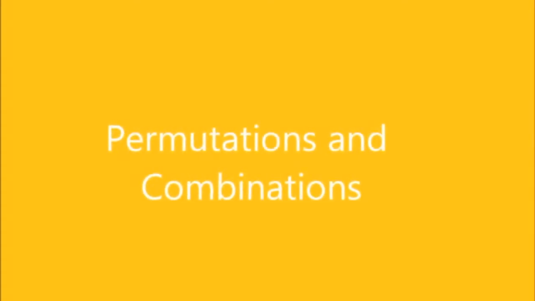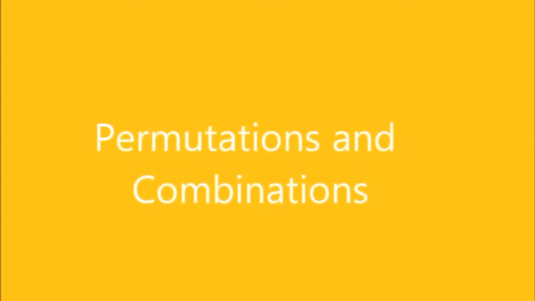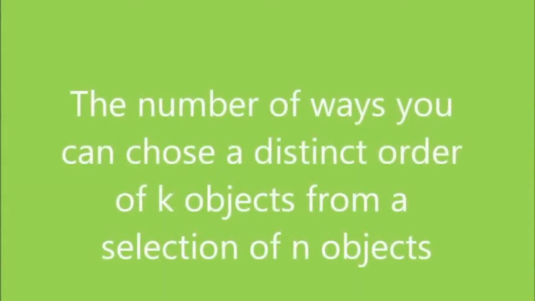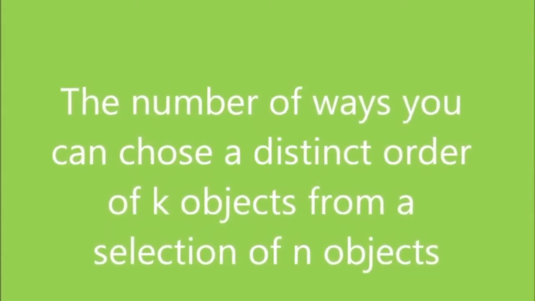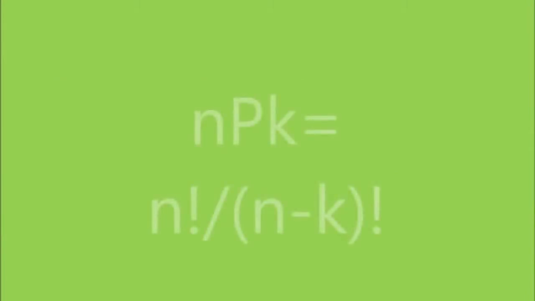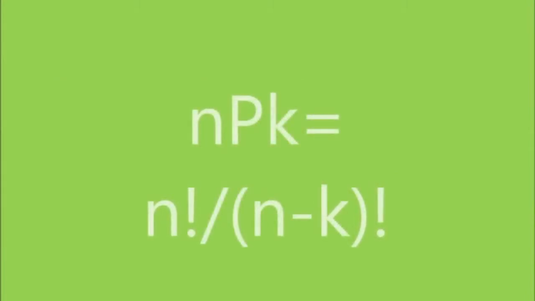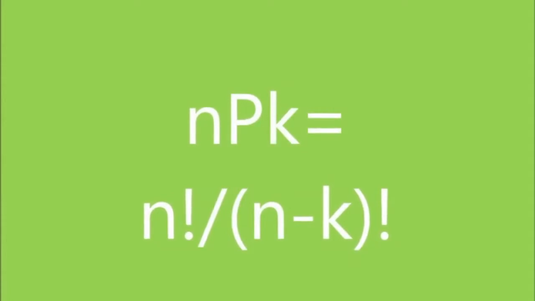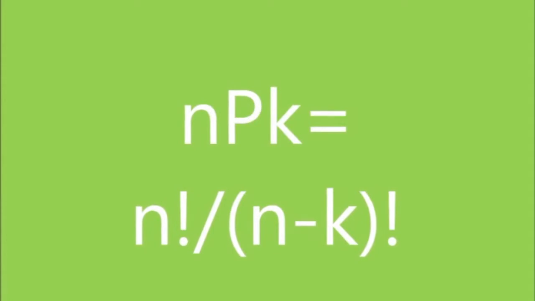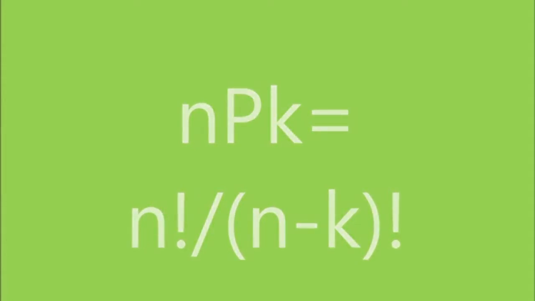Permutations and combinations. Permutations are the number of ways you can choose a distinct order of k objects from a selection of n objects. This gives us the number of possible orders for the total selection of objects, or n factorial, from which we divide the number of possible orders for the total selection of objects not chosen, or n minus k factorial. This gives us nPk equals n factorial divided by n minus k factorial.